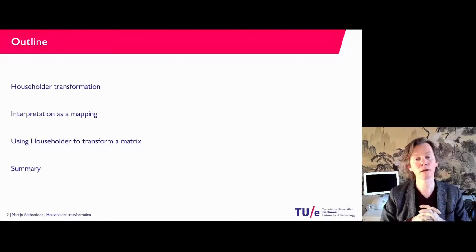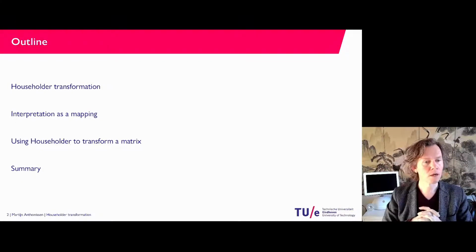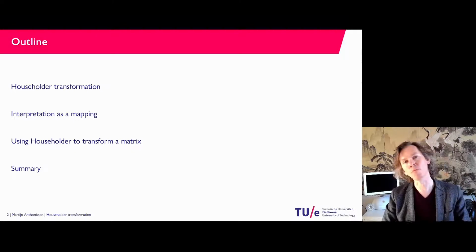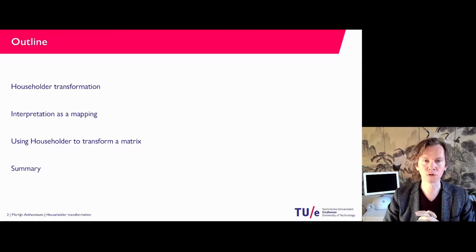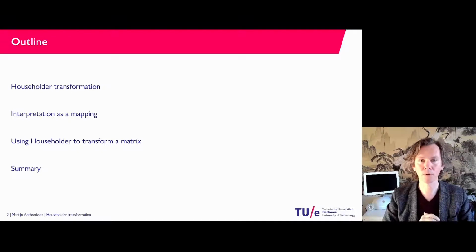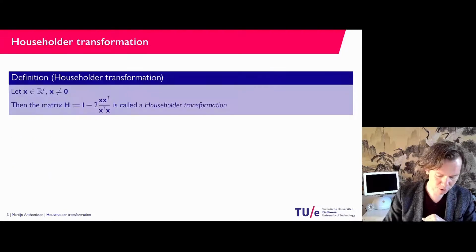First, I will define a householder transformation. What is it? Then I will use an interpretation as a mapping that will help understand what it actually does and how you can choose householder transformations to do what you want, basically to transform one vector into another vector. And then I will use it to transform a matrix, and I will do an example, and I'll give a short summary of the presentation.